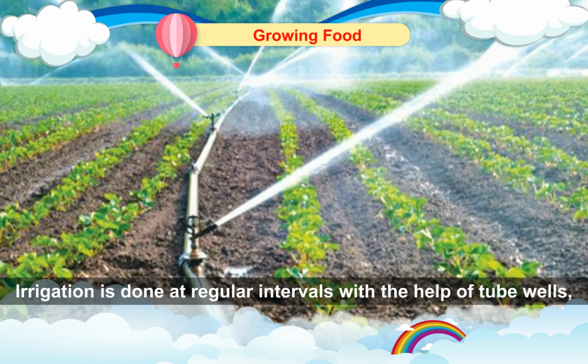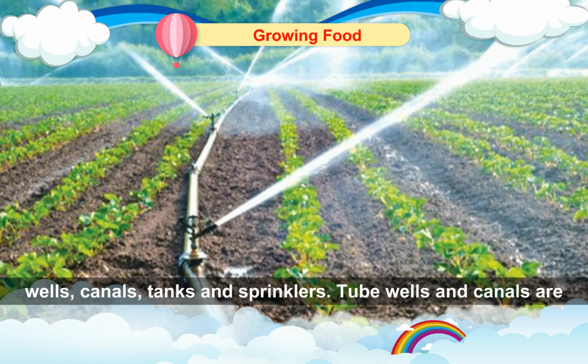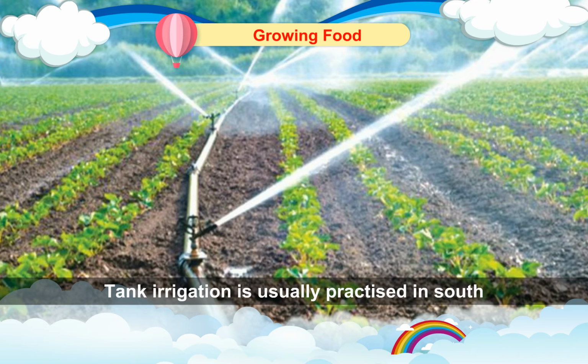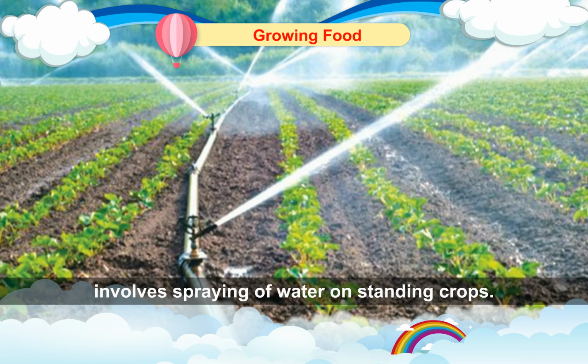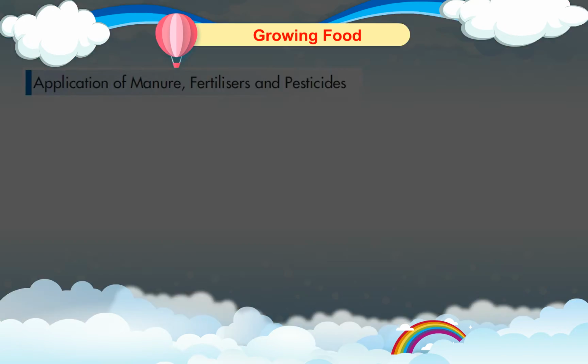Irrigation. Irrigation is done at regular intervals with the help of tube wells, canals, tanks and sprinklers. Tube wells and canals are common in North India. Tank irrigation is usually practiced in South India. In the western parts, sprinkler irrigation is common, which involves spraying of water on standing crops.